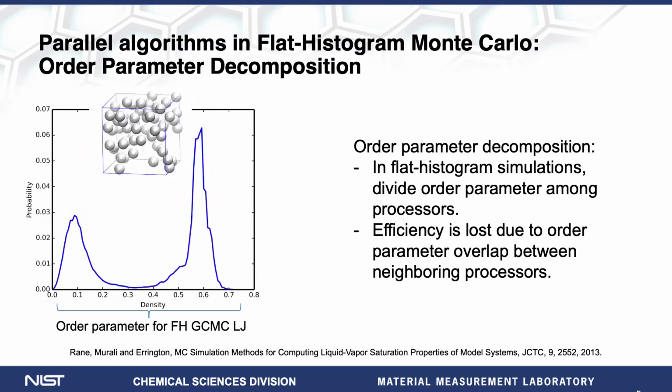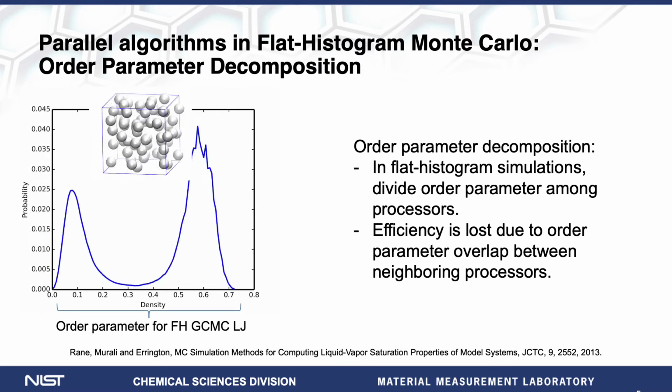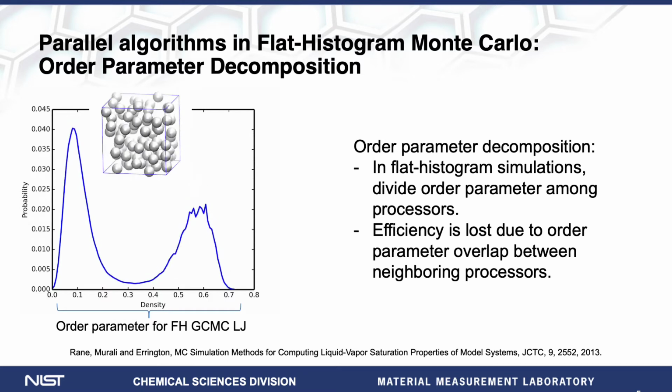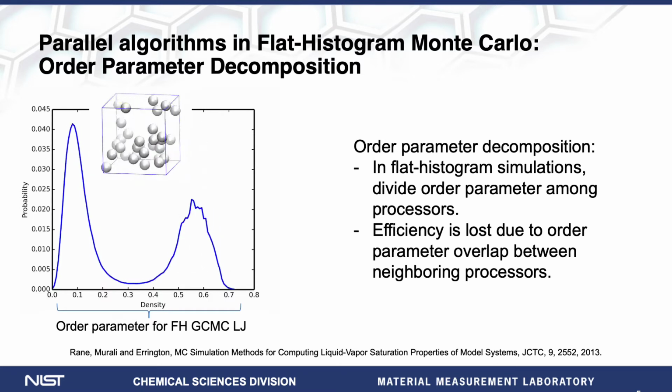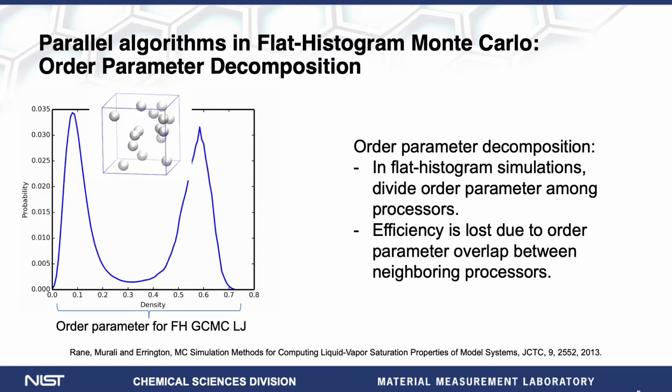Flat-histogram simulations may also be parallelized by divvying up the order parameter over different processors. And in this example of a flat-histogram simulation of a Lennard-Jones fluid transitioning between a vapor and a liquid, the probability as a function of density is converging.